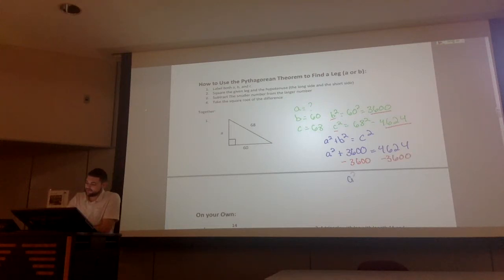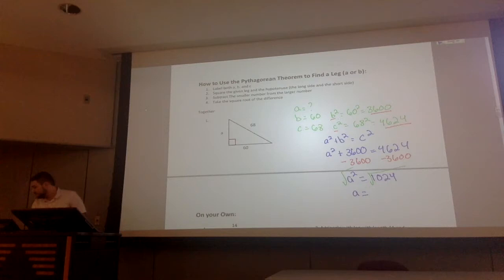So now we can say A squared equals 1,024. And lastly, just like how we did in the previous problem, we're going to take the square root of both sides to solve for the length of A. So then we're left with A equals 32. And then that's your final answer.